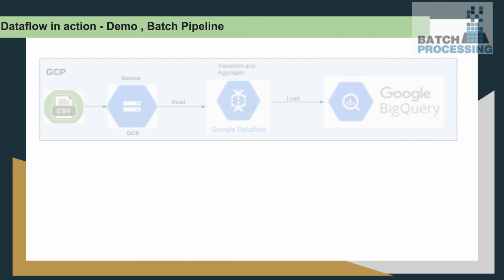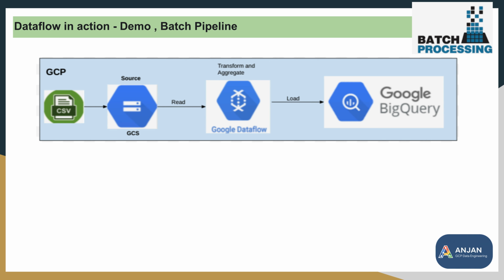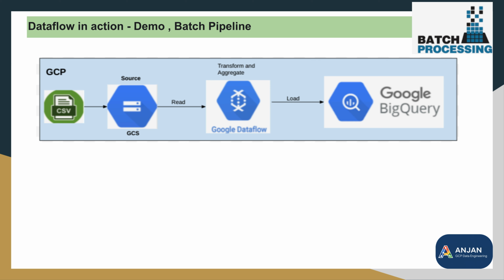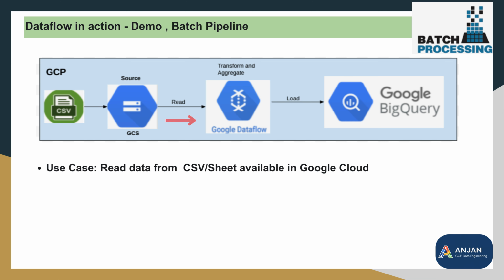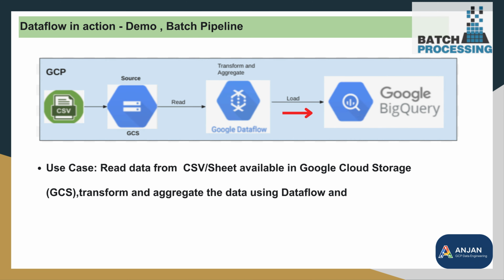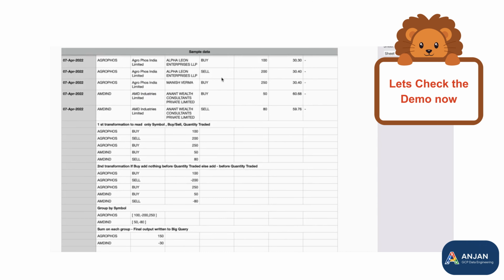Now let's see Dataflow in action. In this demo, we will see a simple use case: design and implement an Apache Beam pipeline using the Python SDK and run this pipeline on the Dataflow environment. Here are the pipeline steps. Step 1, read data from a CSV or sheet available in Google Cloud Storage. Step 2, transform and aggregate data. Step 3, insert the resultant data into a BigQuery table and examine the output data. Now let's check the demo.